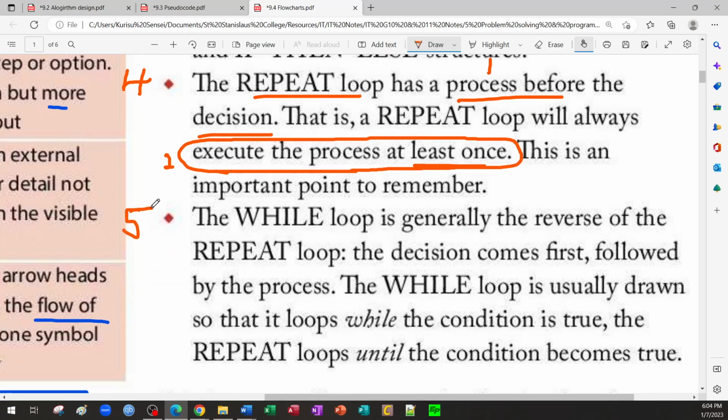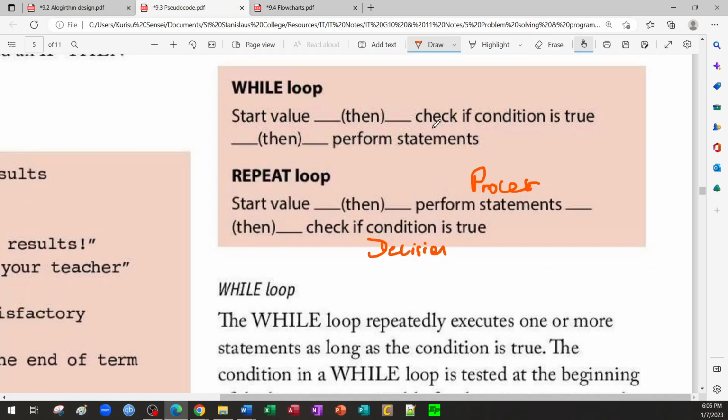Now for the while loop, our fifth rule, the while loop is generally the reverse. So if the process is before the decision, that means the decision comes first, followed by the process. So the decision before the process. So if you look here, for the while loop, the decision is before the process.